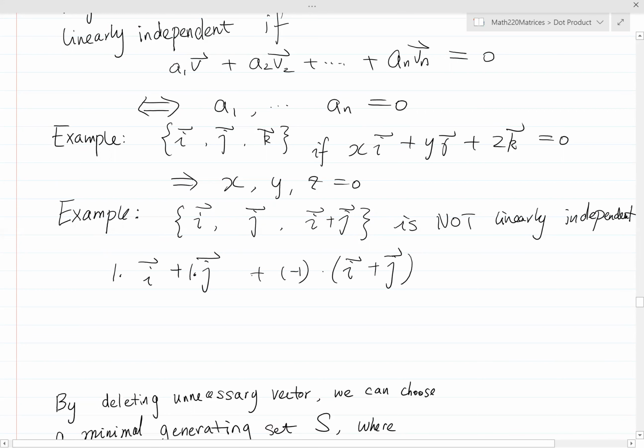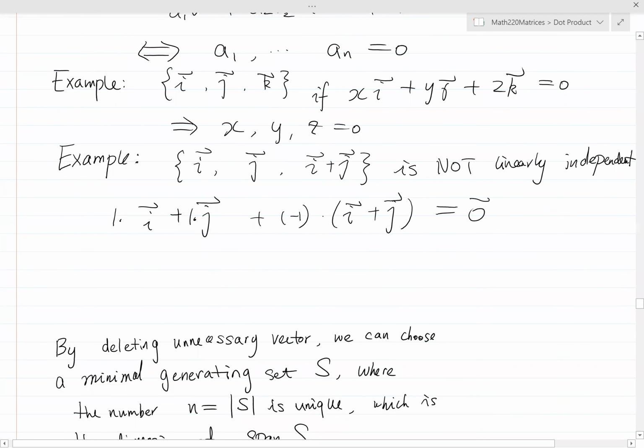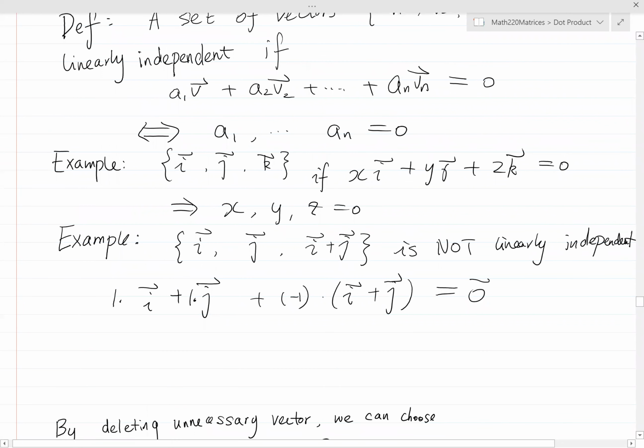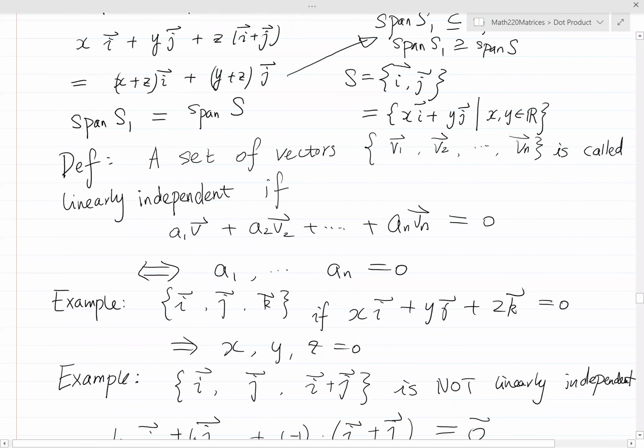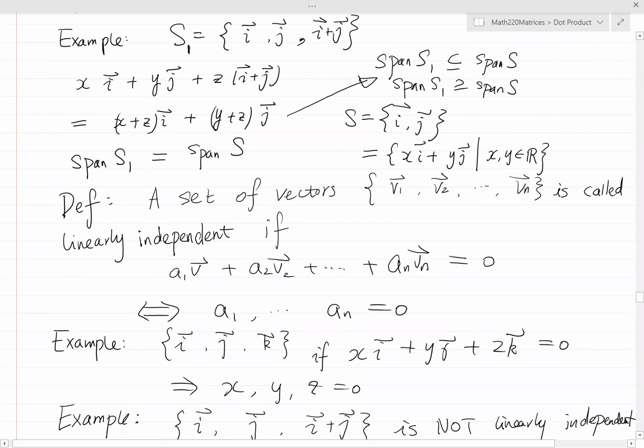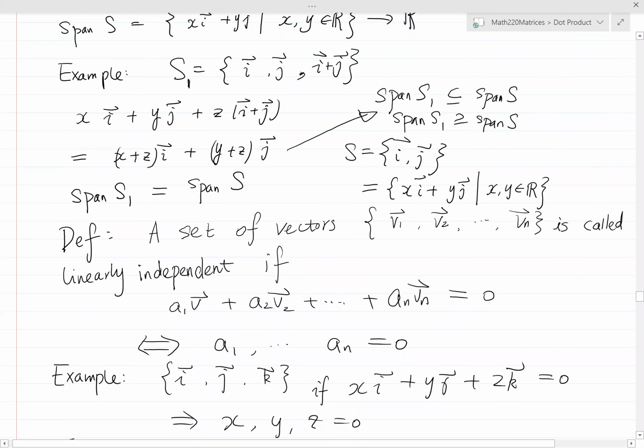So we have a non-zero linear combination of the three vectors such that we get the zero vector. In this case, we get linearly dependent vectors. So when we use a generating set, we can delete some vectors such that the remaining vectors are linearly independent.